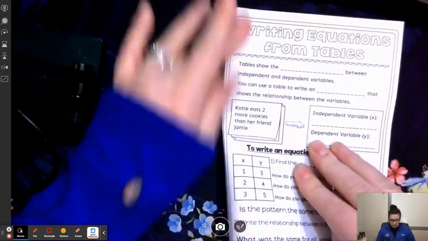Today on your notes, I don't know why it's not letting me move myself, so I'm just going to be in this bottom corner, I guess.